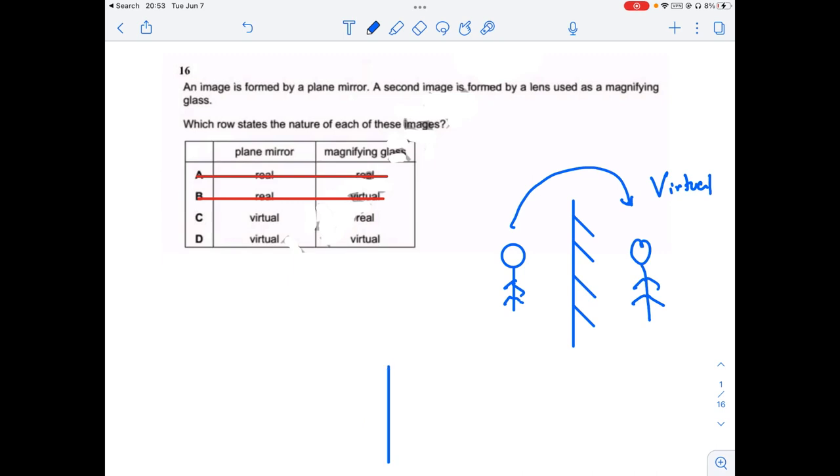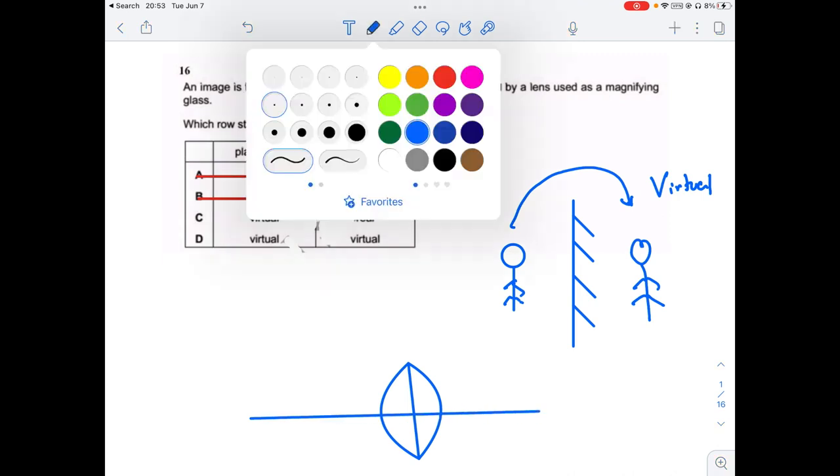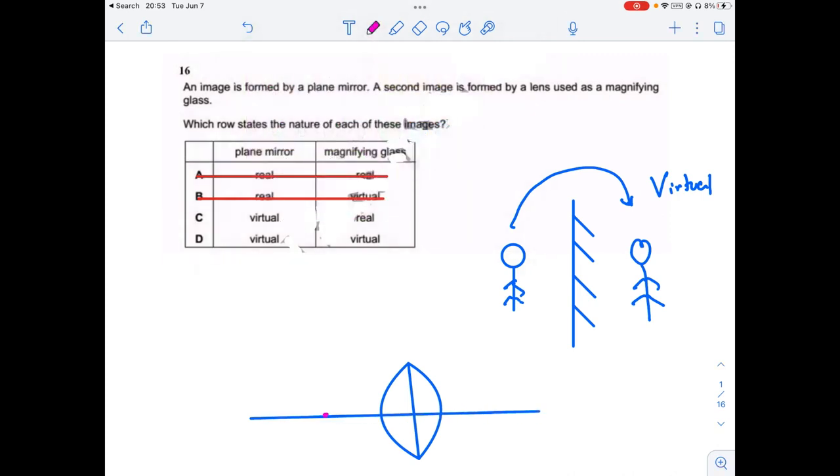I'm drawing a convex lens. This is a convex lens, and we want to make it a magnifying glass. When is that possible? If an object is placed between the focus and the optical center, then we'll get a magnified image on the same side. This also cannot be captured on a screen, so this is also a virtual image. Therefore, for both the magnifying glass and the plane mirror, the image is virtual. So which is that option? Option D. That's going to be the answer.